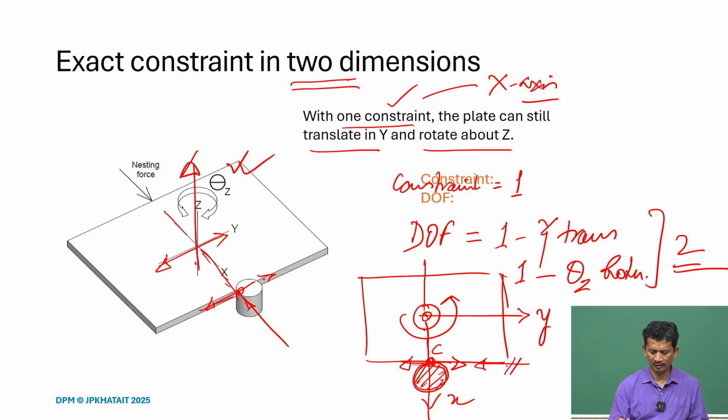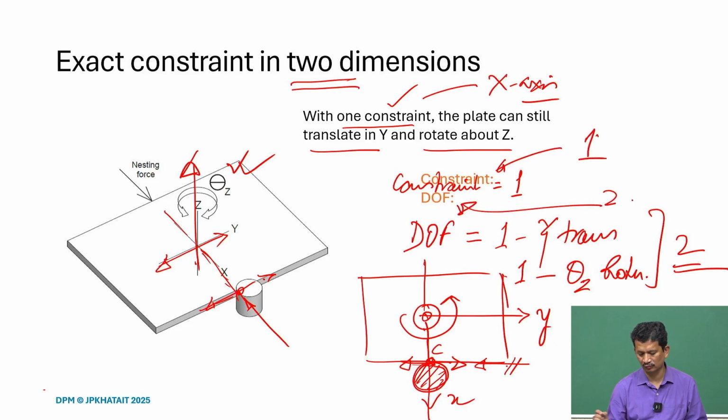So, yes, I think I can simply wipe it out. What we see here is the constraint we are talking about, which is 1, which I explained already, and the DOF, which is 2.